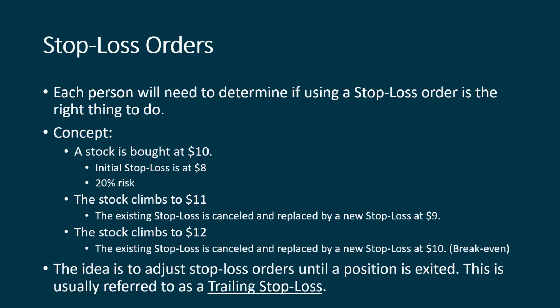The idea is to adjust your stop loss orders until a position is exited. This is usually referred to as a trailing stop loss. So in this example that I was using, let's say it goes to 15, and now you have another stop loss at 13. And then it goes to 20. So you set another stop loss at 18, and you just keep doing that over and over and over. Eventually, let's say it gets to 30 and you set a stop loss at 28. Finally, things turn against you. It comes down, hits 28, boom, you're out of the market. So you now have a stock that you got in at 10 and you got out at 28. It's a really good return at that point.